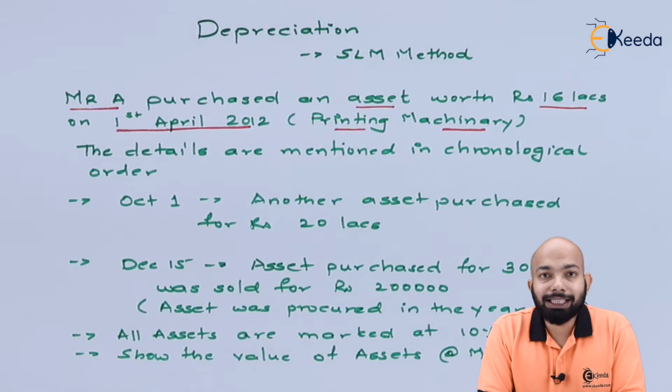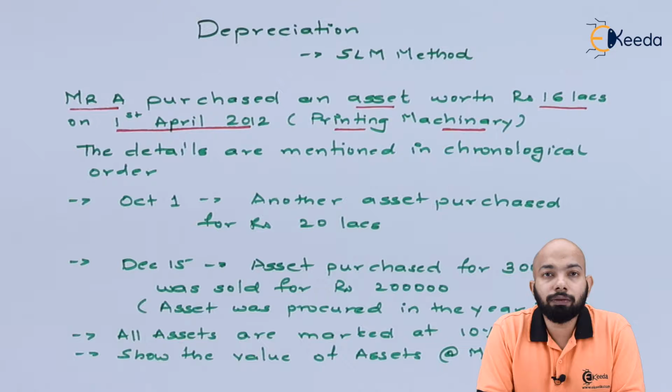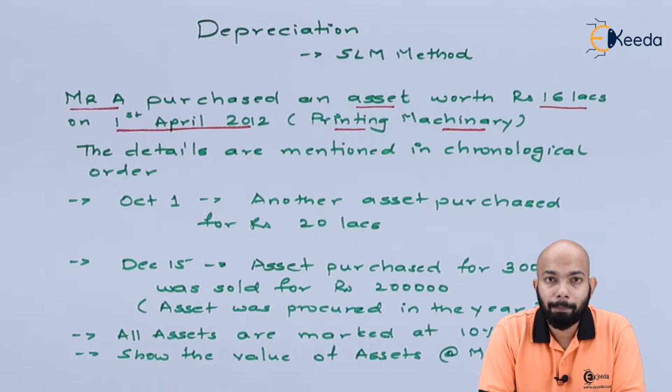Mr. A purchased an asset worth rupees 16 lakh on 1st of April 2012. It is a printing machinery that he purchased on 1st of April 2012. The worth of that specific machine is 16 lakh. This is the first information that has been mentioned here. Please note it down.